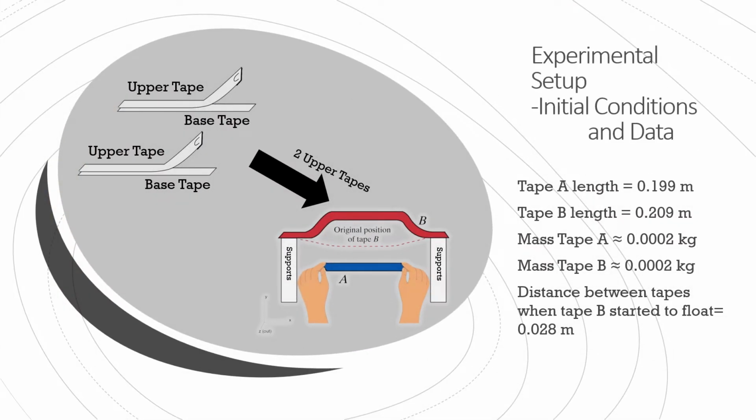We first created two pieces of charged tape by ripping them off of another piece of tape so that they gained more electrons. And then we arranged our tape as charged tape as shown in the diagram. And so there's all of our initial data on the tape. We brought tape A up towards tape B, and when the distance became close to 28 millimeters, tape B started to float.